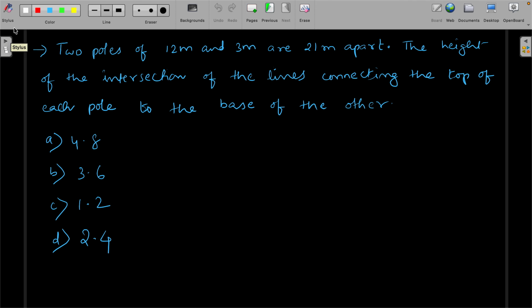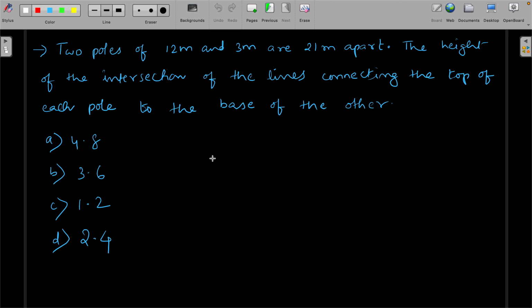Let us see one more TET question. Two poles of 12 meters and 3 meters are 21 meters apart. The height of the intersection of the lines connecting the top of each pole to the base of the other is.